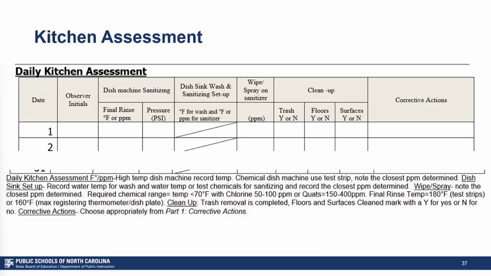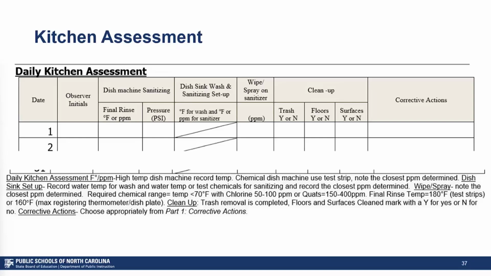The next monitoring log I want to review is the kitchen assessment. Most of you probably only need to complete the observer initials, wipe, spray on sanitizer, clean up, and potentially the corrective action columns of this form. If you are receiving catered or vended meals, you most likely won't have a dish machine, nor will you be washing dishes in a sink. However, if you are doing any dishwashing, please complete the appropriate columns based on your method of dishwashing.